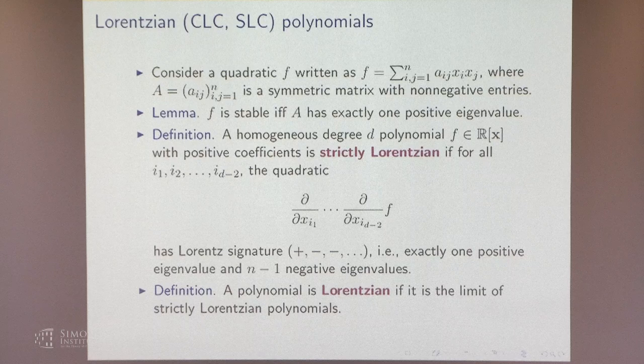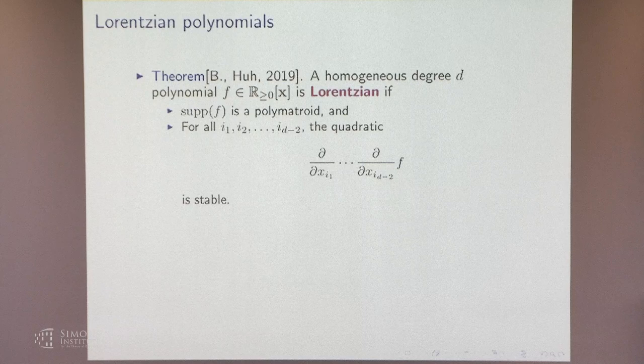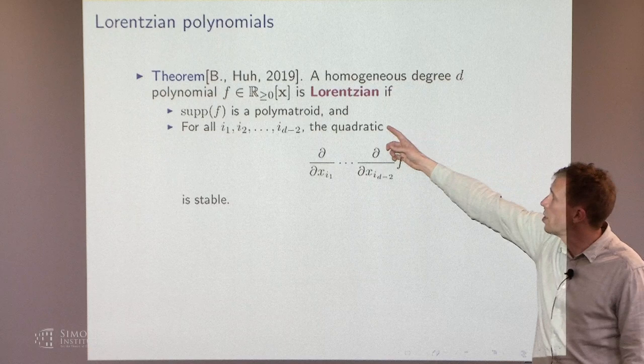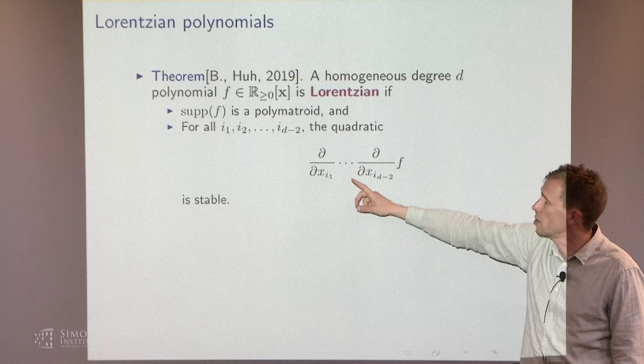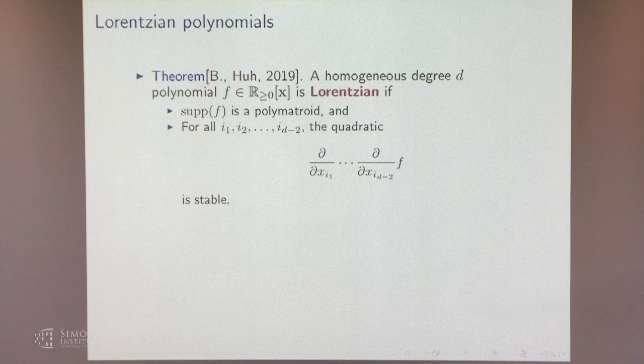So this is the open condition, and we define a polynomial to be Lorentzian if it is the limit of strictly Lorentzian polynomials. This is maybe a complicated definition, so we could have used the following as a definition instead, but maybe it would be harder to work with. It turns out that a homogeneous degree D polynomial is Lorentzian if and only if the support is a polymatroid, and whenever you differentiate it D minus 2 times, you get a stable polynomial, or the Hessian has Lorentz signature. It's the same thing.